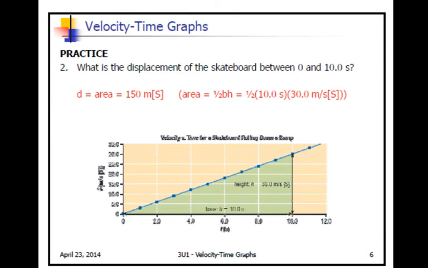So this is easy to calculate when we have a graph that starts at 0,0 and has a triangular area. In this case here, we have the velocity, it says what's the displacement at 10 seconds for the skateboard. So the area of a triangle is 1/2 base times height. 1/2 times 10 times 30 is equal to 150 meters. And because we were directed south, the displacement is south.